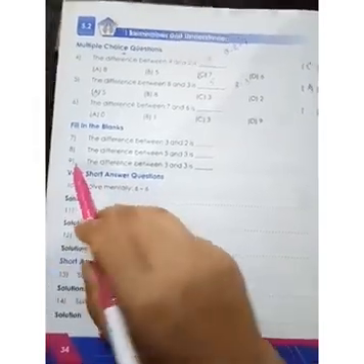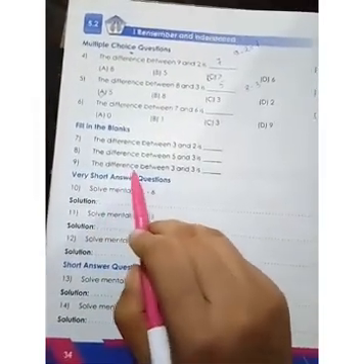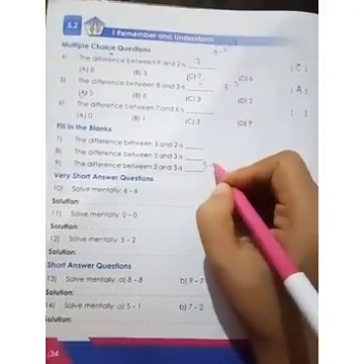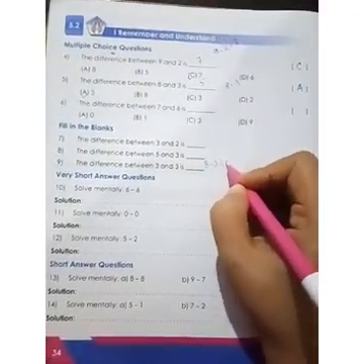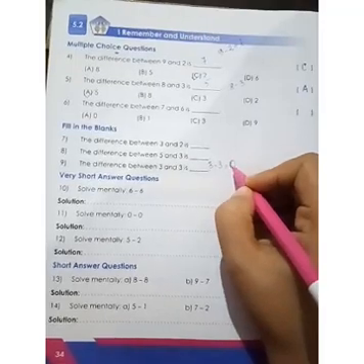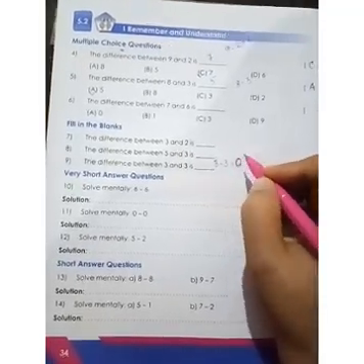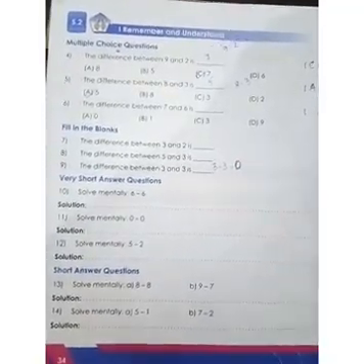I will do question number 9. The difference between 3 and 3 is, that means 3 minus 3. What is the answer? The answer will be 0. According to the zero property of subtraction, the answer will be 0.